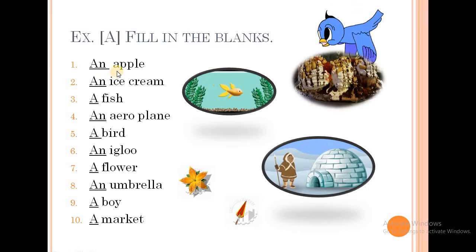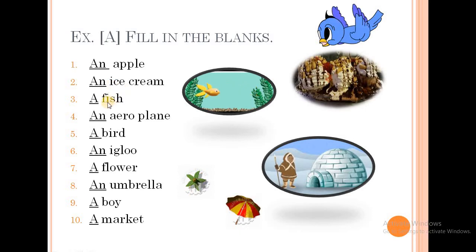Apple. That is a vowel. So here we will write an apple. Ice cream. I, that is a vowel, an ice cream. Fish. F, that is a consonant. So, a fish. Aeroplane. A, that is a vowel. So, what we will write? An. So, an aeroplane.